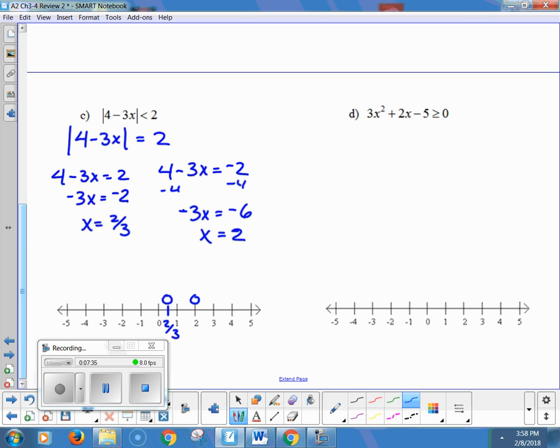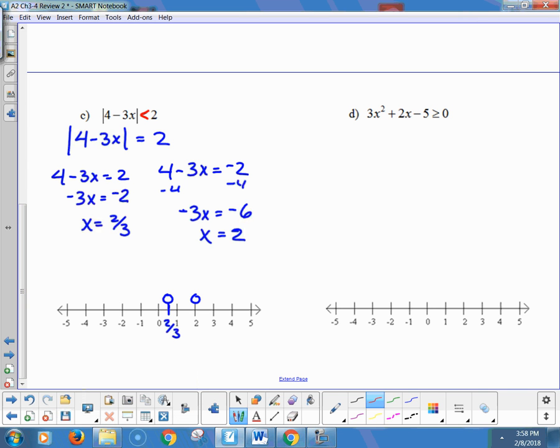I'm putting an open circle because this is strictly less than. And let's test some values. Let's test, say, negative 1. If x is negative 1, we'd get absolute value of 4 plus 3. Is that less than 2? No. So negative 1 is a fail.